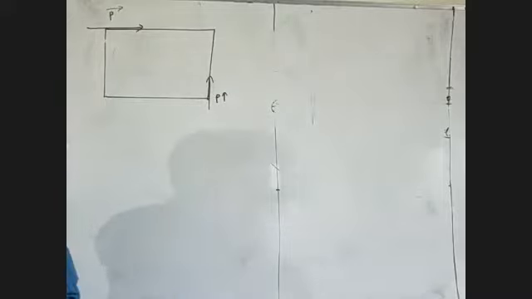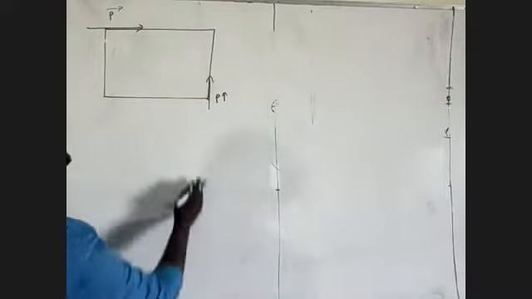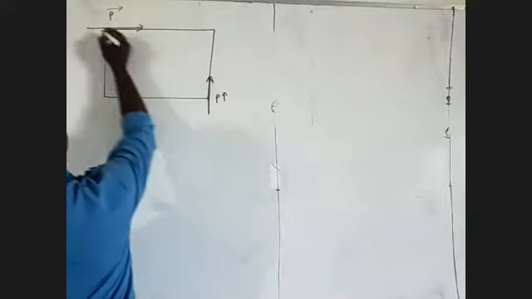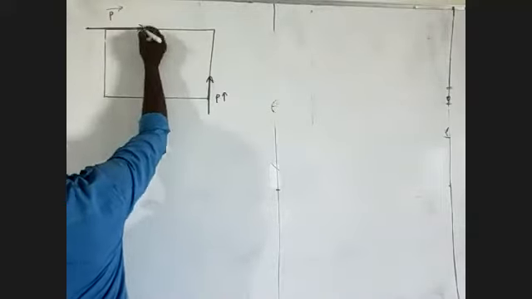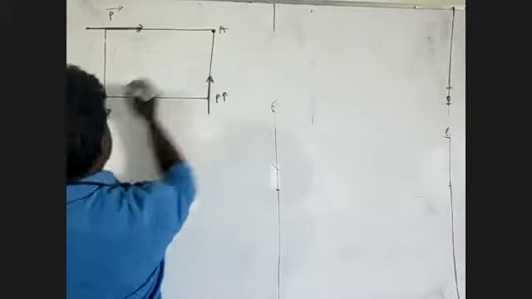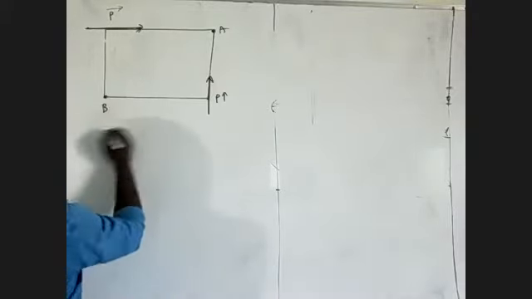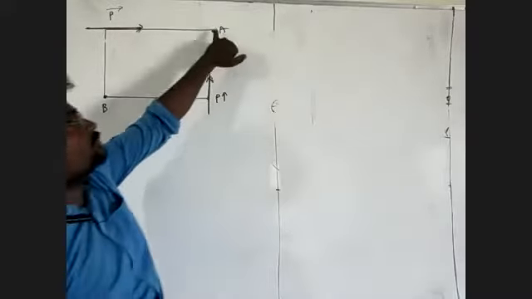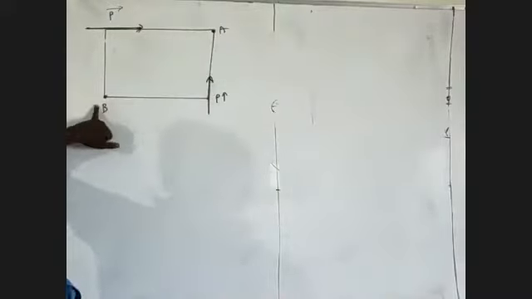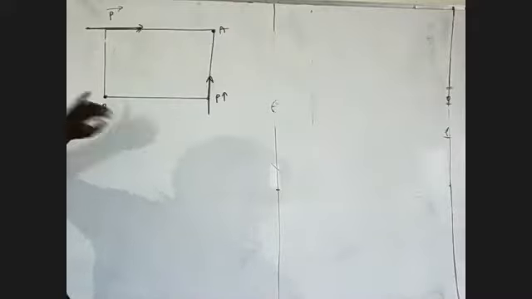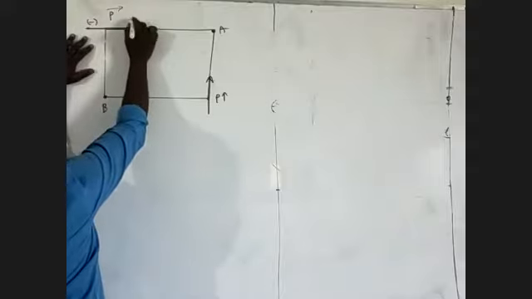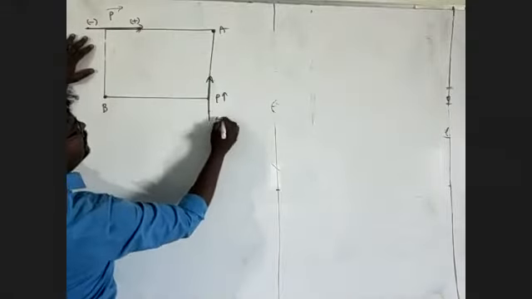This is the last model. This is P bar in the upward direction. This is A point, and this is B point. We have to calculate the electric field at A point and at B point. This is a negative charge, this is a positive charge.